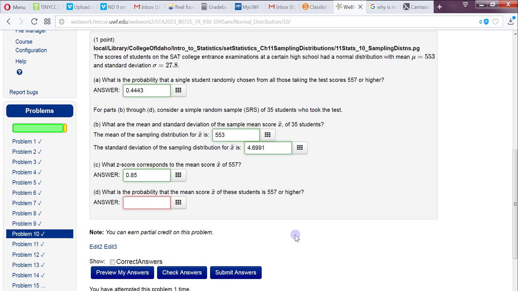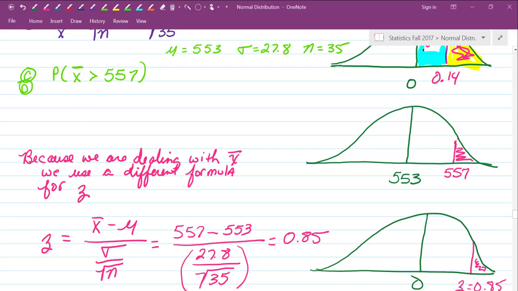So again, we're asking, what is the probability that the average score of all 35 students is at least a 557 or higher? So to find that, we're going to come back in here, and we're going to search and solve for the area under the curve right here, because that's the probability that the average score is 557 or higher. So we're going to look in our tables for 0 to 0.85 and find this area right here. We'll highlight this area in blue, and we will go find that value in our tables.